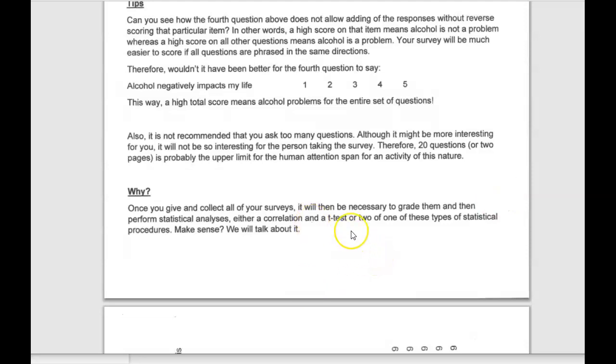So remember, you are either going to correlate numbers with each other or do a t-test. One group's score on your survey versus another, like male versus female. But what would a correlation be? Well, everybody would be part of the same group, but it would be perhaps their age and their survey score.